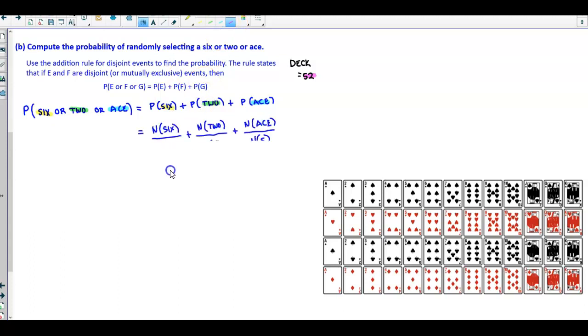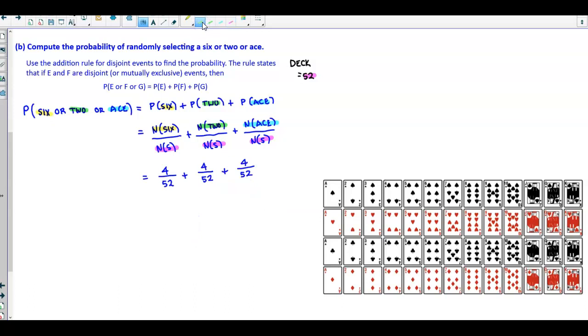So now let's write the formula down. So the probability of a 6 is equal to the number of outcomes that has a 6 in the deck divided by the total in the sample. And then we're going to find the number of 2s that are in the deck of cards divided by the total numbers in the sample. And then we want to find the number of aces in a deck and then dividing it by the total in the sample. So let's go ahead and do that.